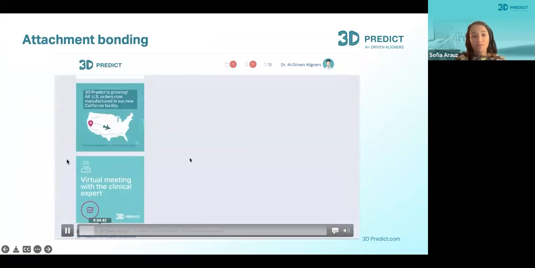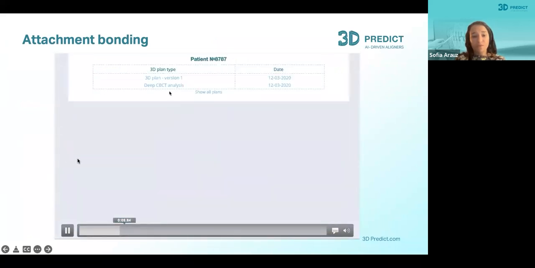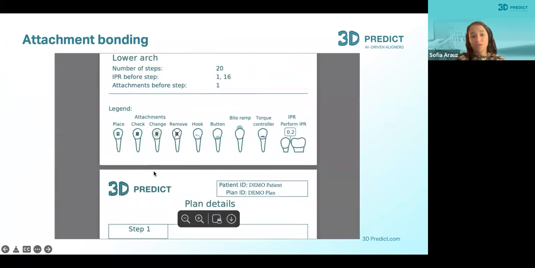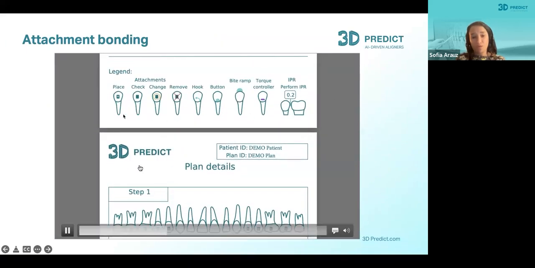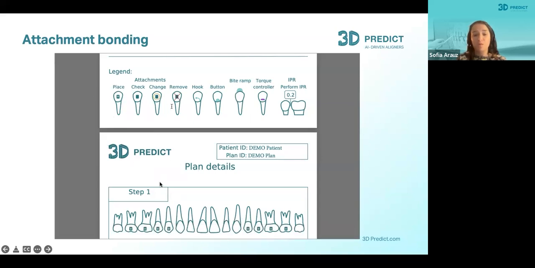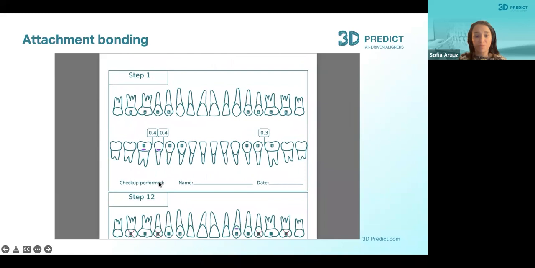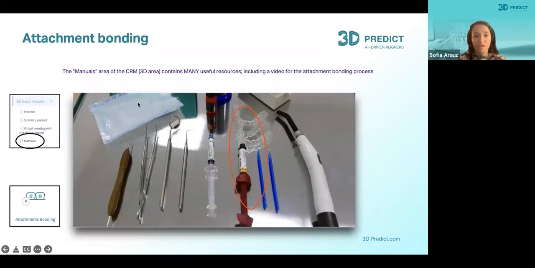So if you go to your case here and you open the treaty plan, once again, you're going to see the PDF report. It's going to give you all the steps. And in here, you can see the same steps that I detailed once again, so you can plan the attachment bonding process at the specific step.